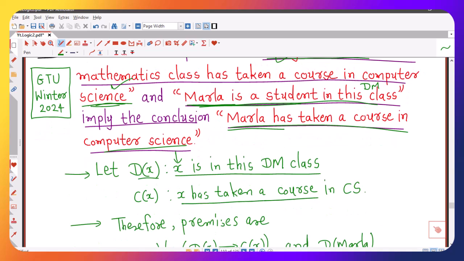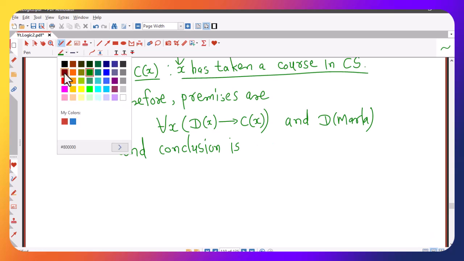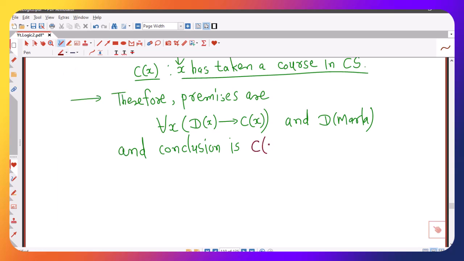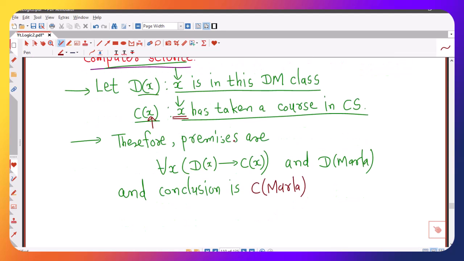X has taken a course in computer science is denoted by C(x). So if I take x equal to Marla, then I will have C of Marla, denoting that Marla has taken a course in computer science. So our conclusion is C of Marla.